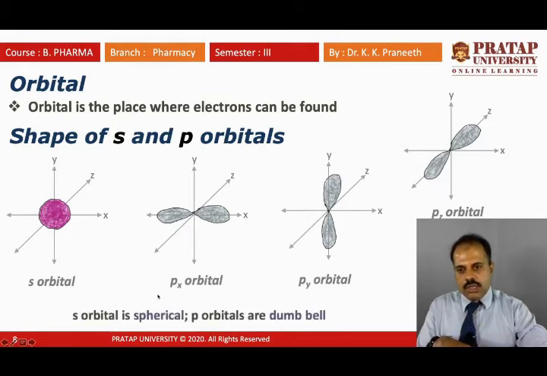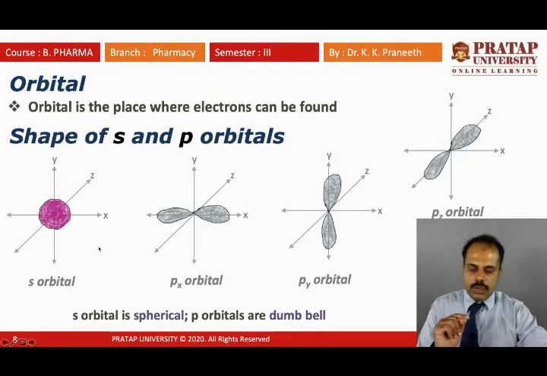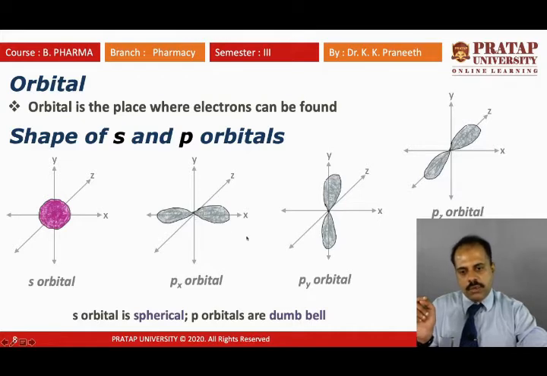So what is the important point here? The S orbital is spherical, right? Electrons are accommodated in this spherical S orbital. There is only one S orbital, and p orbitals are dumbbell shaped. There are 3 p orbitals, one on each axis: x axis 1 p orbital, y axis 1 p orbital, and z axis 1 p orbital.